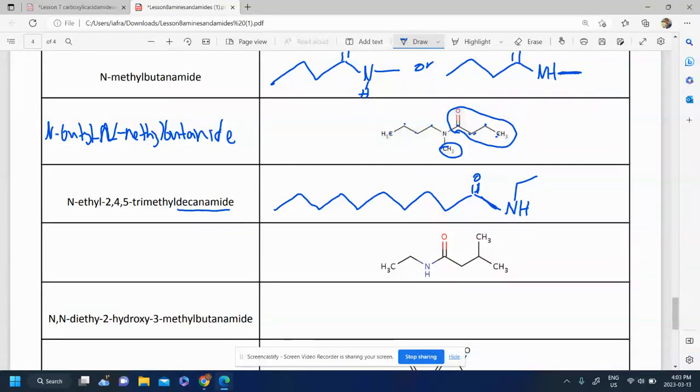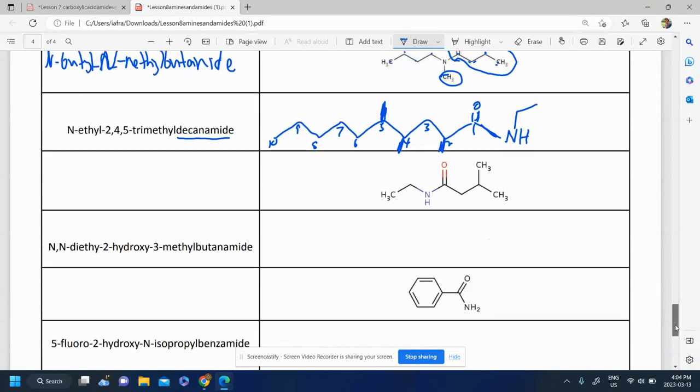Now on carbon 2, 4, and 5, we have methyls. So this is carbon number 1, 2, 3, 4, 5, 6, 7, 8, 9, 10. We start on this side because carbon number 1 is the one that has the carbonyl group on it, or in this case, the amide group. So carbon number 2, we have a methyl. Carbon number 4, we have methyl. And carbon number 5, we have a methyl. Just like that. All right.